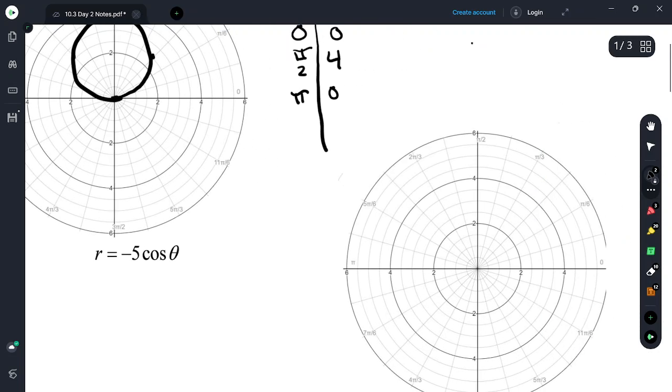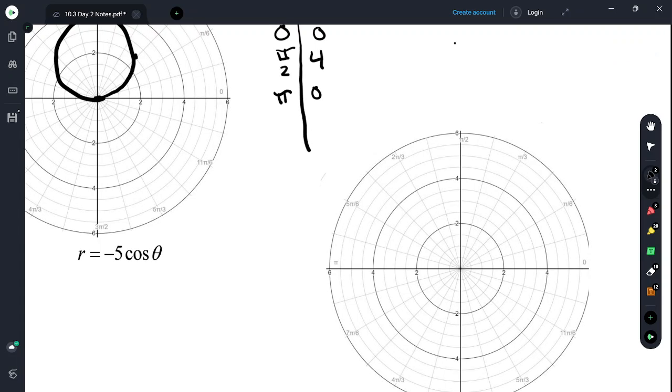Now we have negative 5 cosine of theta, and we're going to double this coefficient right here, 2, and we're going to count by pi over 2's. But I also know that cosine goes along the x-axis. So I'm not going to make a chart for this one. I think I'll just work it out here.